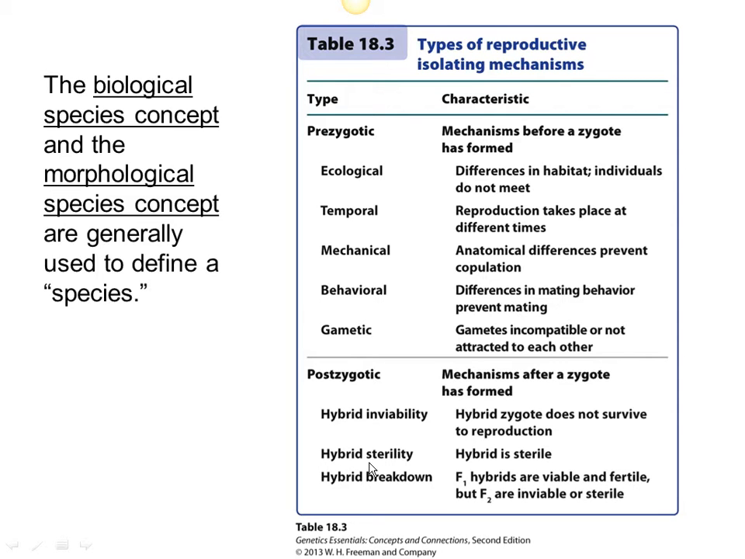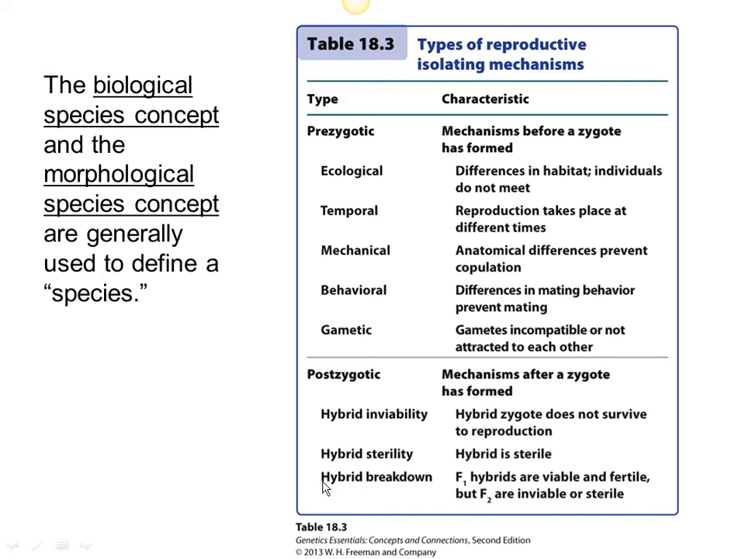One that you're probably familiar with is called hybrid sterility. It's where the hybrid actually isn't weak, it's reasonably strong, and it can grow, but when it grows up, it's not fertile. A good example of that is the mule, which is a hybrid of a donkey and a horse, or the liger, which is a hybrid of a lion and a tiger. These are viable hybrids, but not fertile.